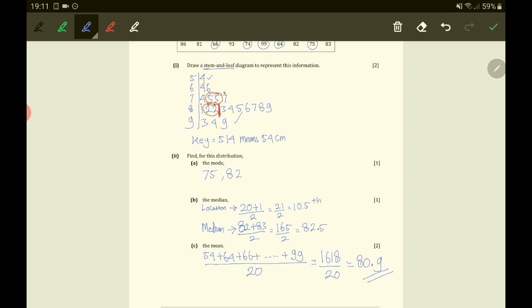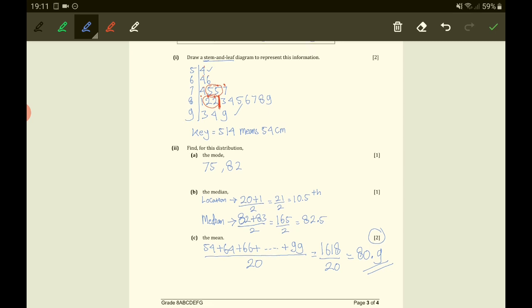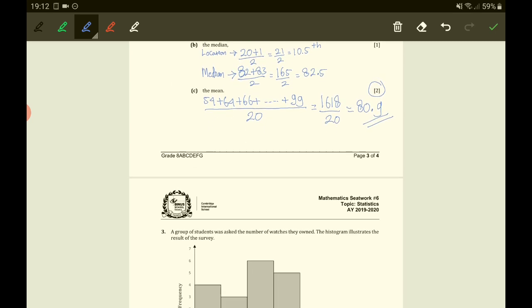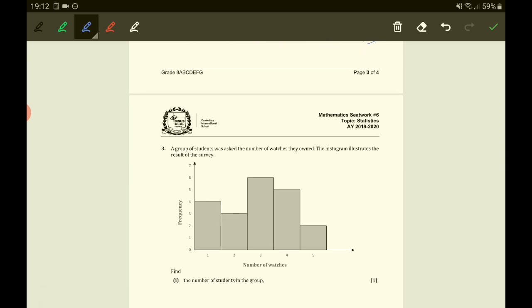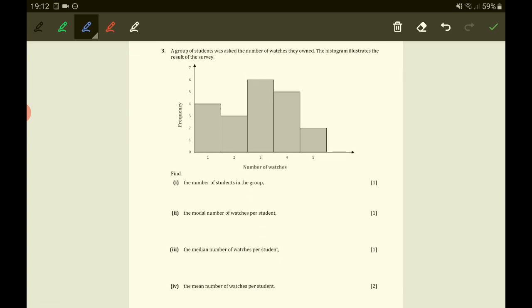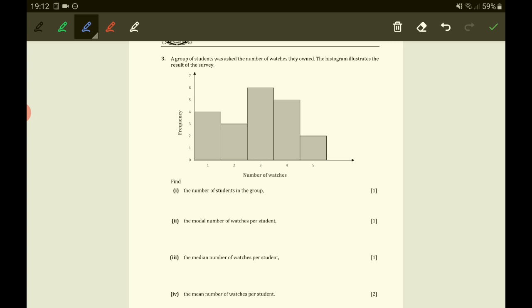In here, the mean also carries 2 points. Be careful: if you have more than 1 point, you must show the method, otherwise you lose all the points, because sometimes the accuracy must follow the method. If you don't have the method, you don't get the accuracy either. Okay, so that's number 2. Now we go to number 3.